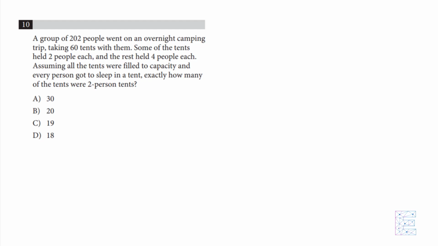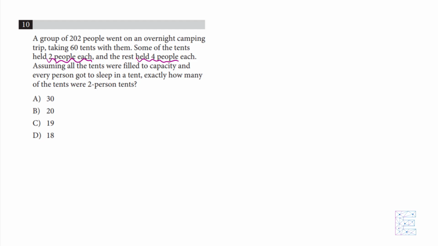This sounds a lot like a system of equations problem because we have 2 different types of items, and there's some kind of count going on here. So based on our experience, when that happens, we're looking at a system of equations problem. In fact, let's figure out what the 2 items are. There are the different types of tents. One type of tent holds 2 people each, and the other type holds 4 people each.